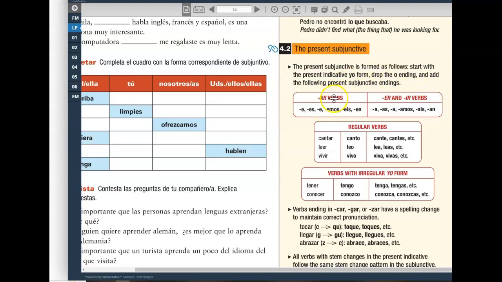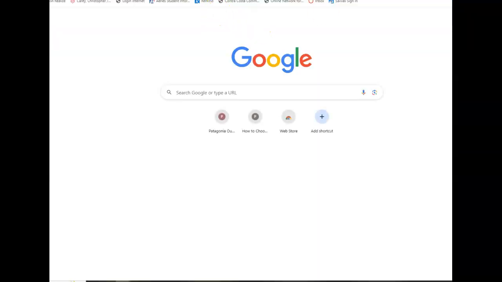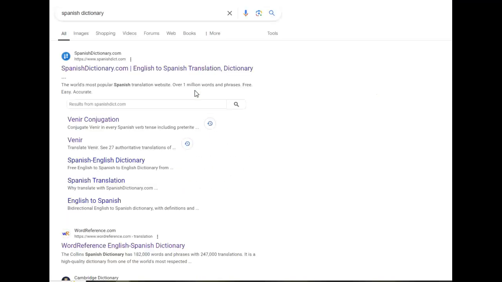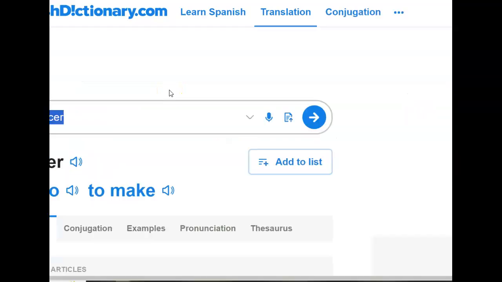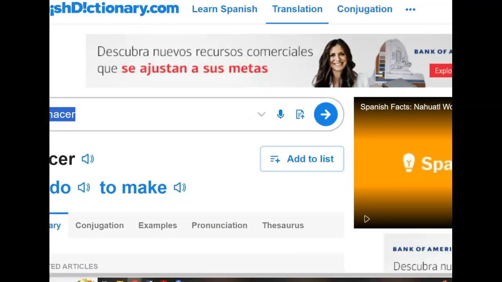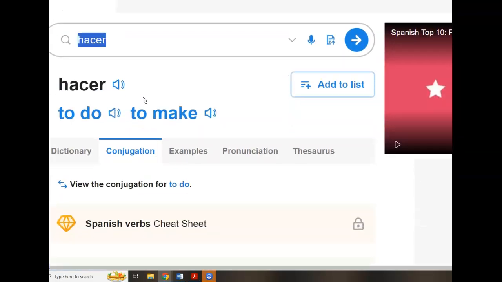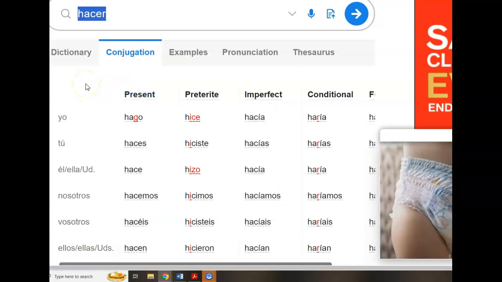And then add either your AR verb endings in the subjunctive or your ER, IR endings in the subjunctive. And if you're a little unsure as to what a verb would look like in the yo form, remember how I had shared with you in class, you can go to Spanish Dictionary, for example, or Word Reference, either one of those resources. Let's say the verb hacer, for example, which is the verb to do. Yes, you have it in dictionary form, but if you click conjugation, it'll tell you how that verb is conjugated in the present tense. You can see it there.